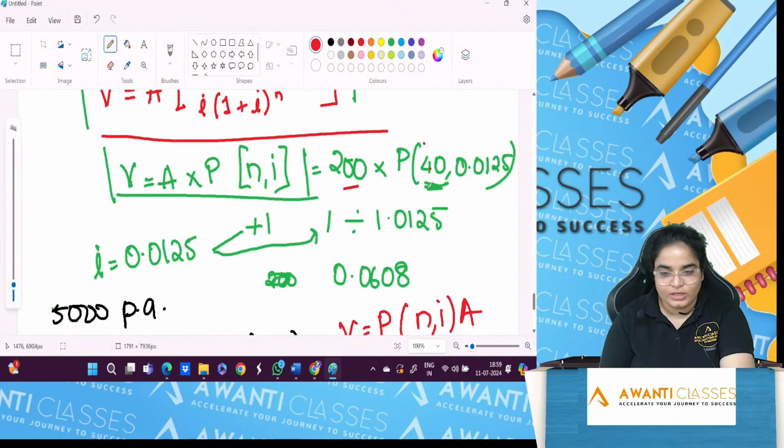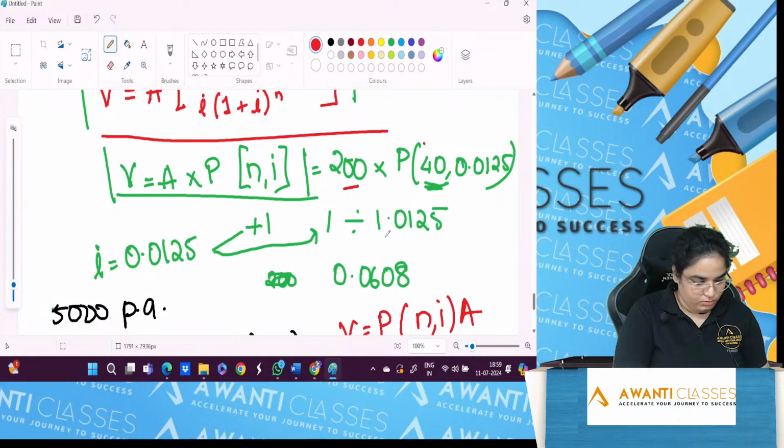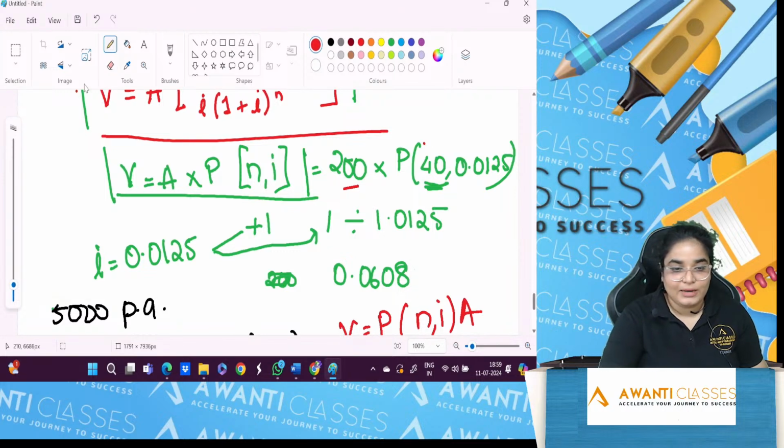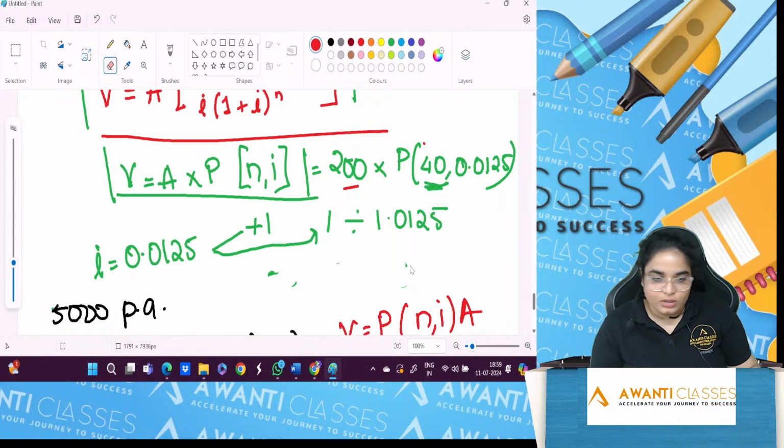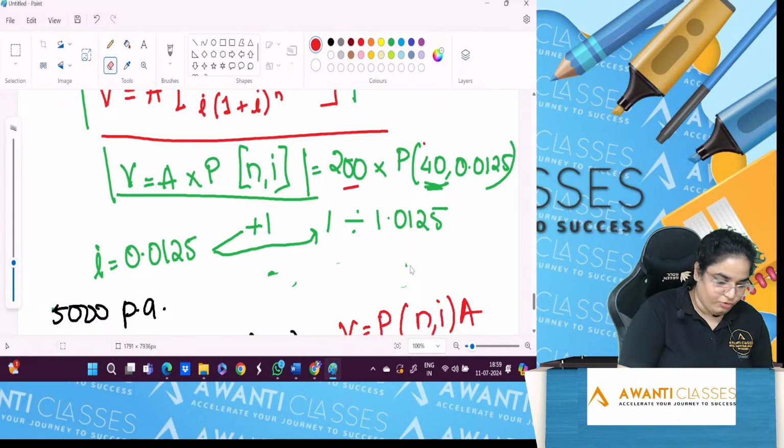So 40. Now, when we did 1 divided by 1.0125 and press is equal to 40 times. Why 40 times? Because it is 40 payments. Okay. Let's do that. 1, 2, 3, 4, 5, up to 40.